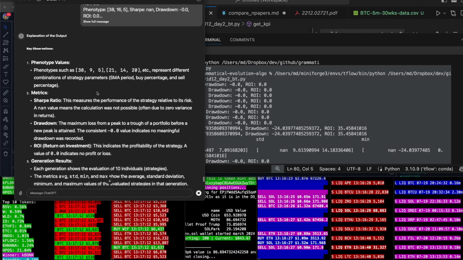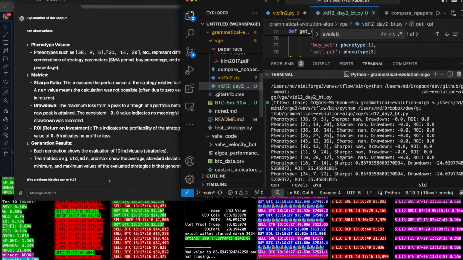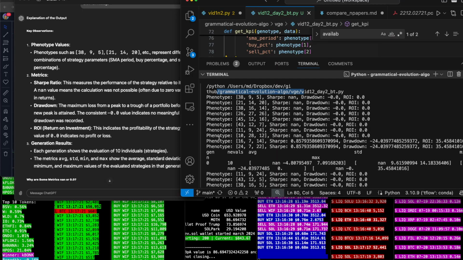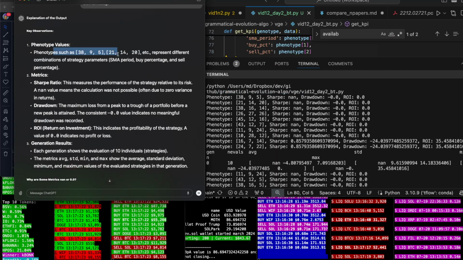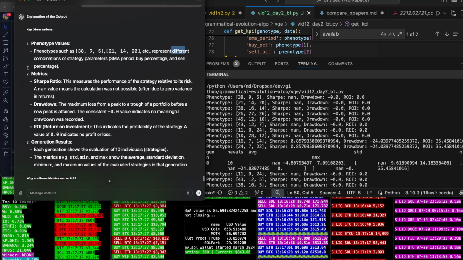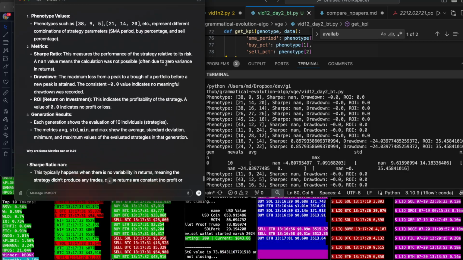So, explanation of the output. This is the output that we got. You can see it goes through and gives us a bunch of data. It says phenotypes. Remember, what are phenotypes? Phenotypes such as 38, 9, 15 and 21, 14, 20 represent different combinations of the strategy, the SMA period, the buy percentage, and the sell percentage.